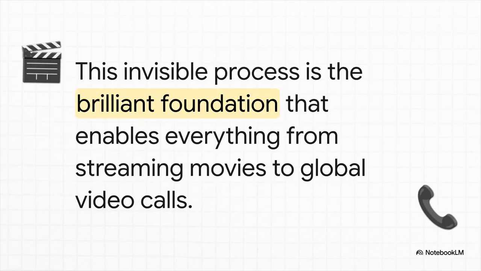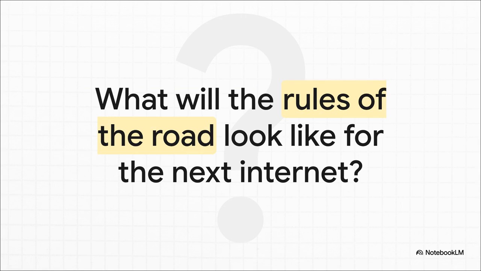So the next time you stream a movie or you're on a video call with someone across the world, just take a second to remember this invisible dance that's happening behind the scenes. This whole layered, rule-based process is the fundamental architecture that makes our modern, connected world even possible. And that leaves us with one last pretty fascinating question. This brilliant system has served us incredibly well for decades, but technology never, ever stands still. So as we head into an age of AI and quantum computing and the metaverse, what will the rules of the road need to look like for the next generation of the internet?